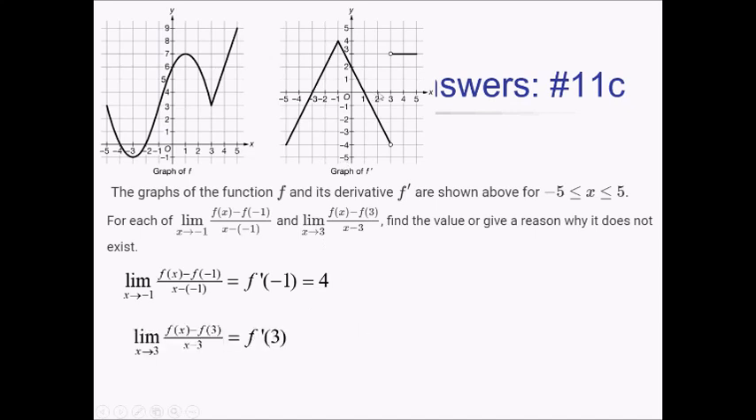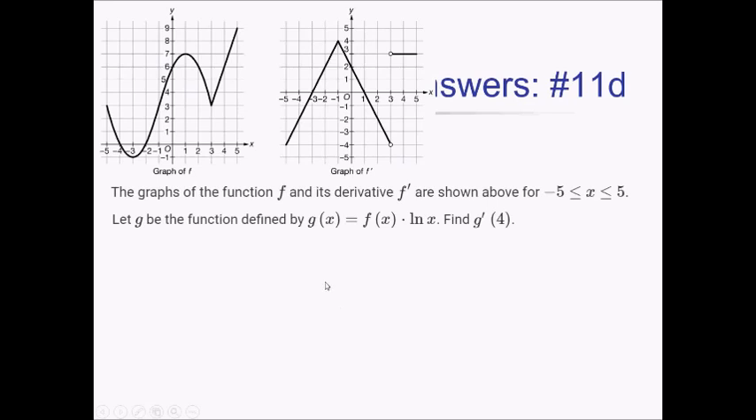Looking that up in my f prime graph, we see that there are open dots there, so that one does not exist. Now, in terms of reasons why it does not exist, if we look back at the f graph, at 3, we have a cusp. So that's why it doesn't exist, because f is not differentiable at x equals 3. And you could say cusp as a reason as well.